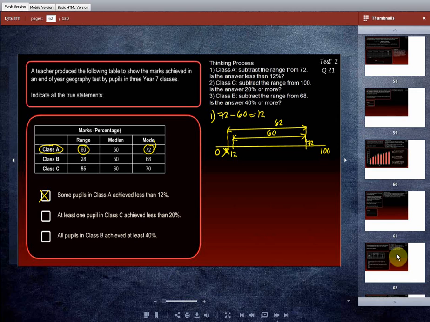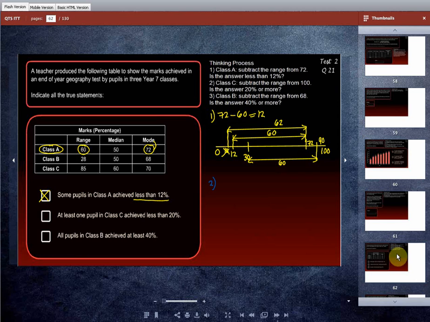I understand that now, but why can't the bottom mark be 30%, for example? Well, the bottom mark could be 30%. If I mark it off and add in the range, then the top mark would be 90%, which is possible. The statement says only that some pupils achieve less than 12%. We're not concerned with absolute values here, Mike, only with boundaries or limits. Yes, I see. Let's carry on then.